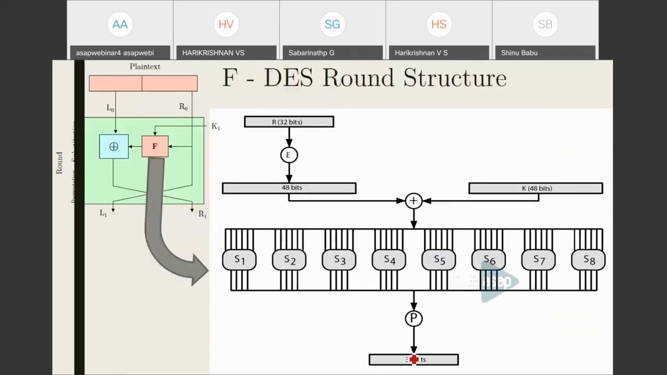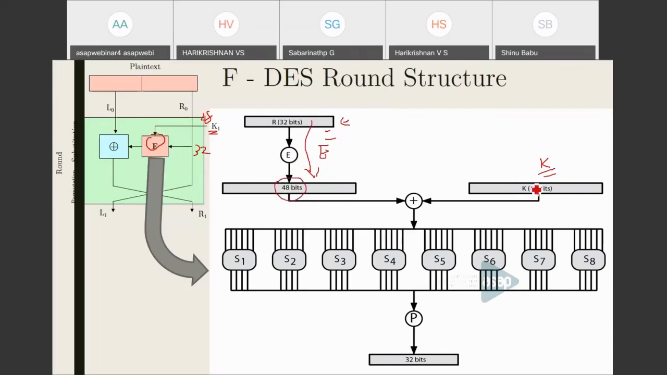Okay, so as I said, our feistel structure's F function is this big thing over here. What is it? You see 32 bits of the right half coming in, and it has to become 48 bits. We can't do the XOR process with 48 bits and 32 bits. So you need something to make sure that this 32 bits gets expanded to 48 bits. There is an expansion module which expands the 32 bits of the right half into 48 bits.